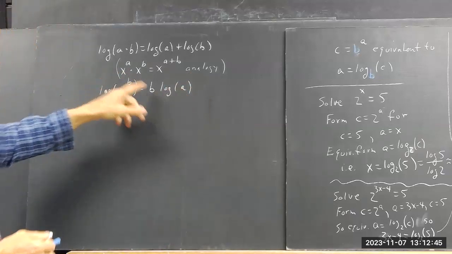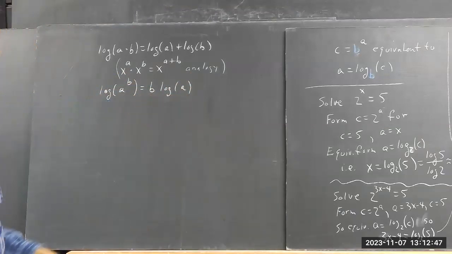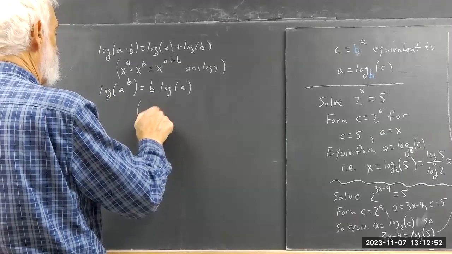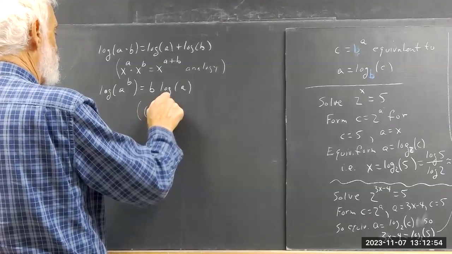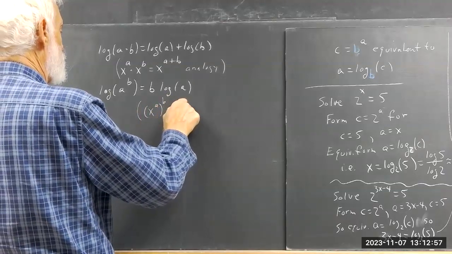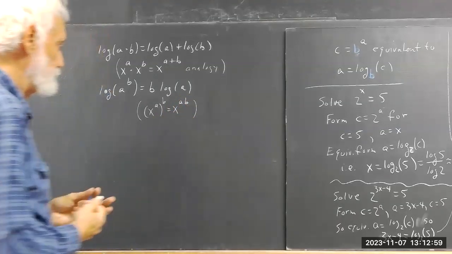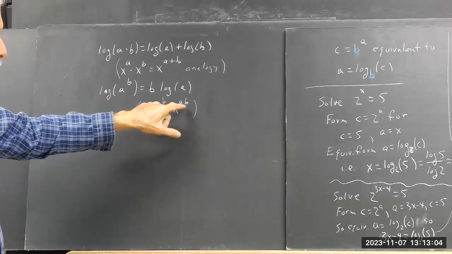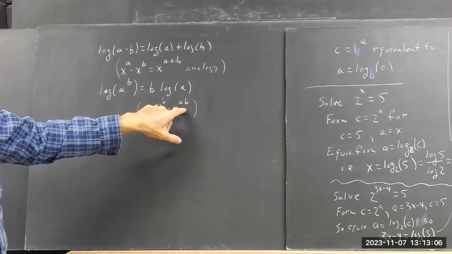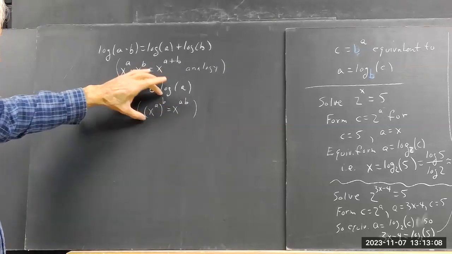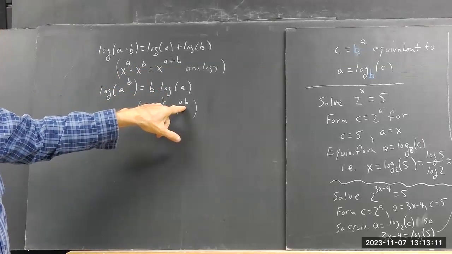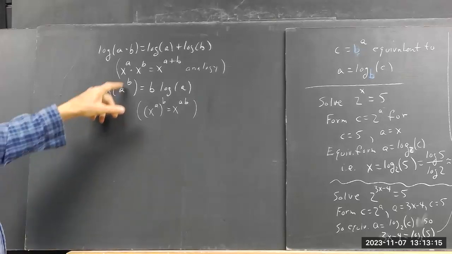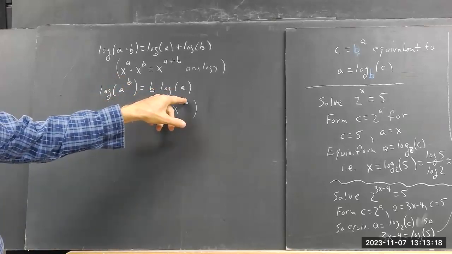The log of a to the b is b times the log of a. Think of b as an exponent here that you end up multiplying by a here. Just like exponentiation becomes a multiplication. Here you've got an exponentiation, but here you've got a multiplication.